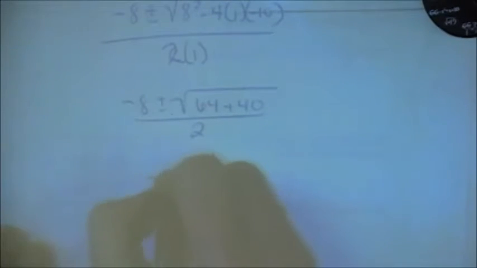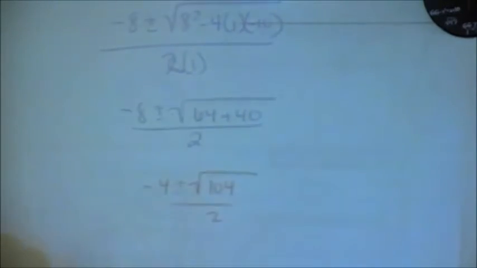Good grade. Alright. Okay, so quadratic formula is negative b, so negative 8 plus or minus the square root of b squared minus 4ac all over 2. Okay, so let's see, that's negative 8 plus or minus the square root of 64 plus 40, all over 2. Negative 4 plus or minus the square root of 104. And I gotta break down 104.